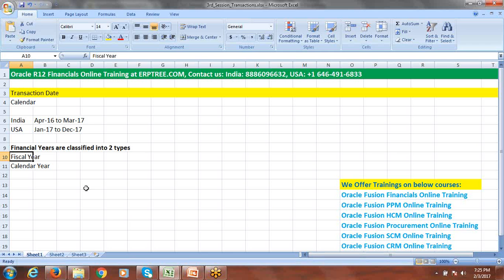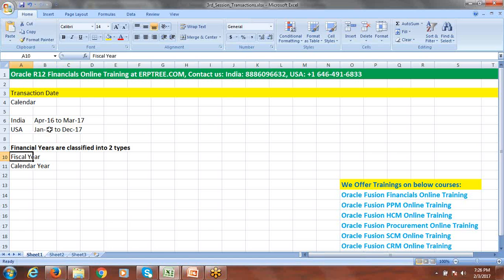If you take the example of the India financial year, it is starting in April 2016, but it is going to end the next year. And the US financial year is starting in 2017 and ending in 2017. So just now we discussed, if any country's financial year is starting in one year and ending in the other year, that year type you call a fiscal year.